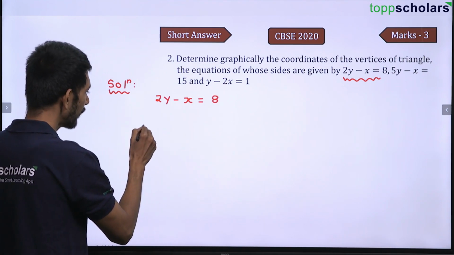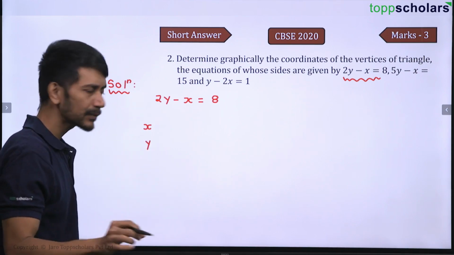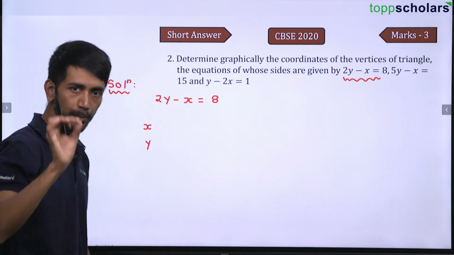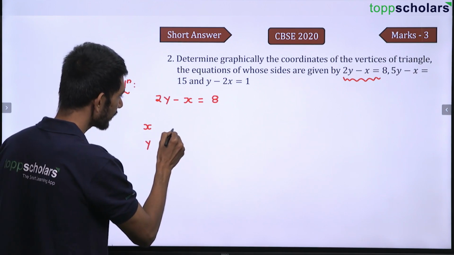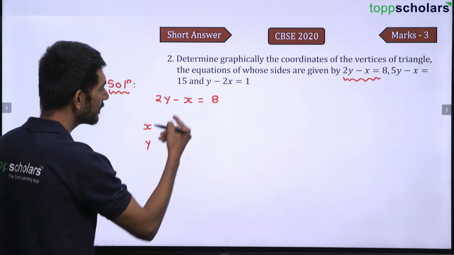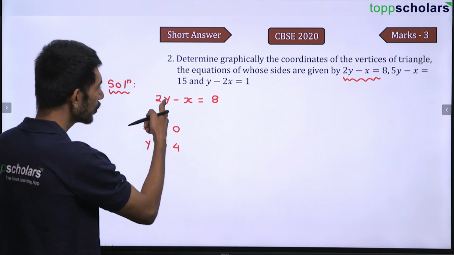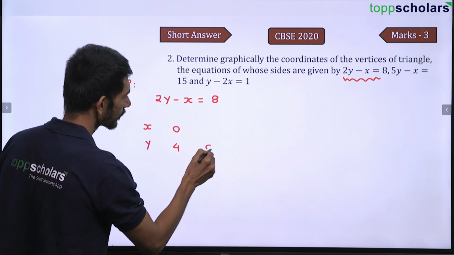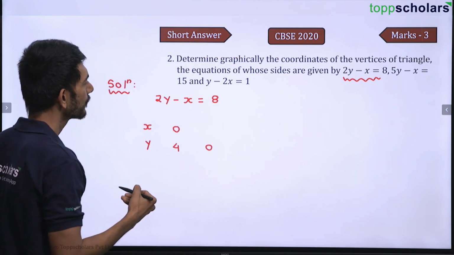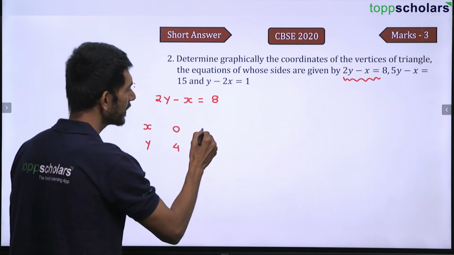Now if I take the table of values here, that is x and y, you always start with putting x as 0. If I put x as 0, 2y will be 8. So can I say y will be 8 divided by 2, that is 4. Then you put y as 0. If I put y as 0, 2 into 0 is 0. So can I say x will be equal to minus 8.